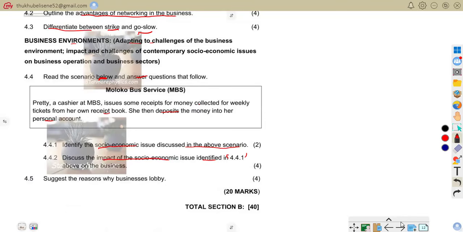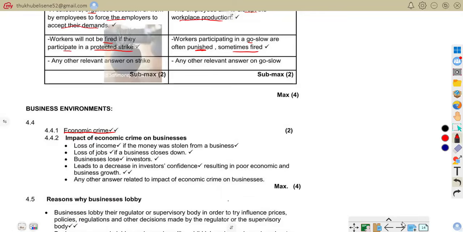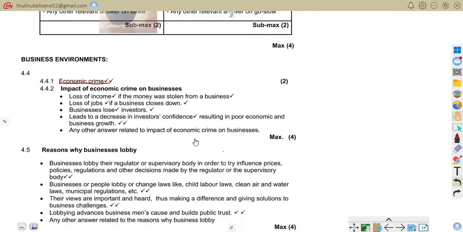So we go to our answers. The impact of economic crime on business. Loss of income: if the money was stolen from a business, that is money stolen, reducing profits. Loss of jobs if the business closes down. People are going to lose their jobs if the business gets closed.